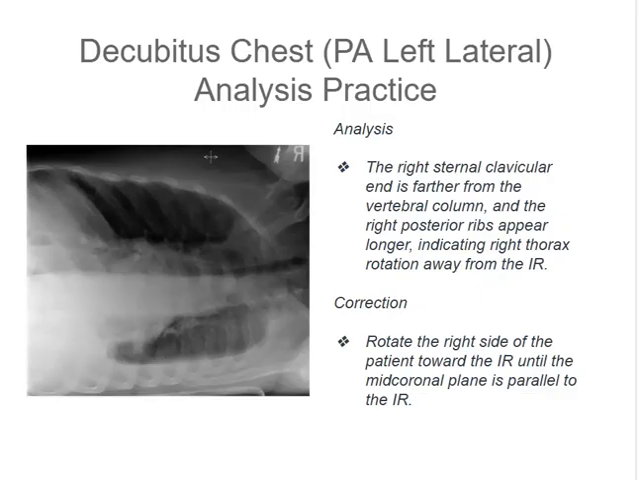In order to correct this imaging error, we need to rotate that patient's right side towards the IR until the mid-coronal plane is aligned parallel with the IR. Had this been an AP projection, that would mean that the right side was positioned closer to the IR, and we would have moved the right side away from the IR if it was an AP projection.